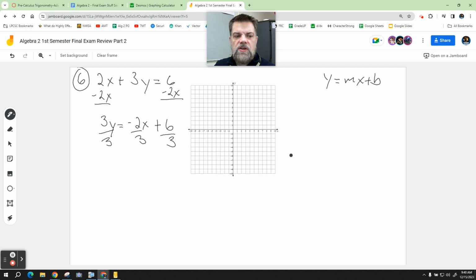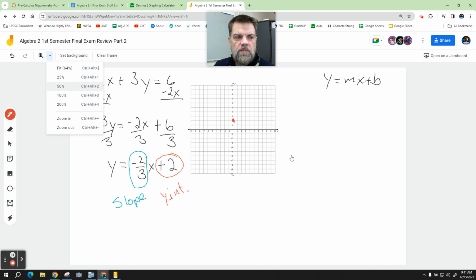3 divided by 3 is 1, so that gives me 1y. This just stays 2/3 x. And then 6 divided by 3 is actually a positive 2. So remember that the number in front of the letter x is the slope, and that the number all by itself is the y-intercept. That's where we cross the y-axis at. So I'm going to go to positive 2 right here.